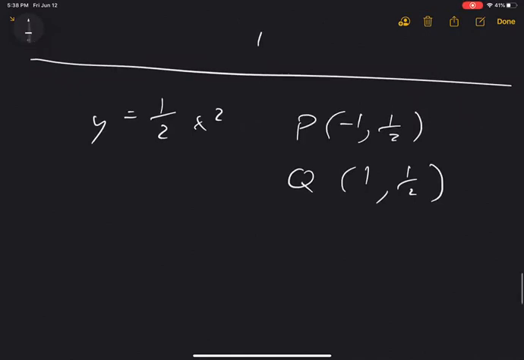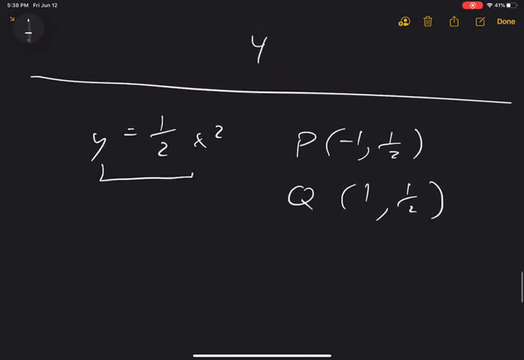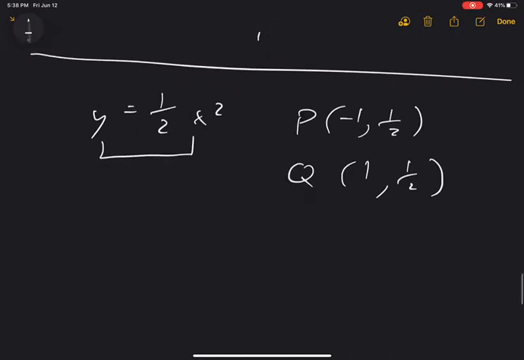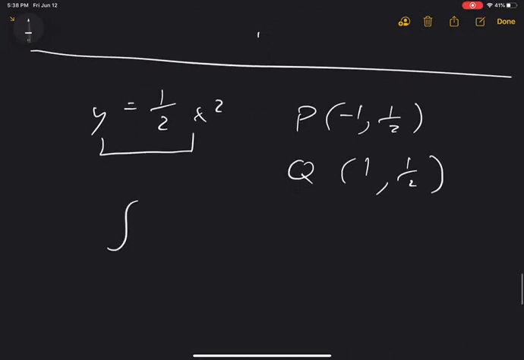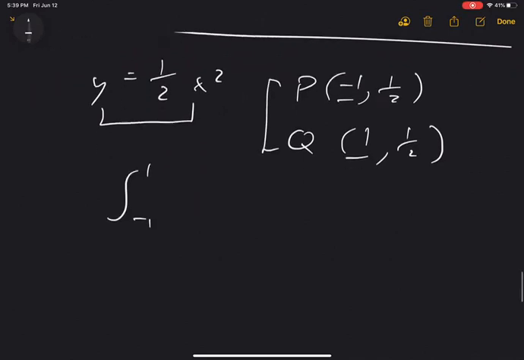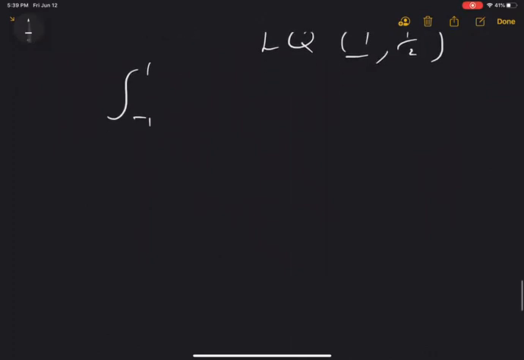Okay, so really you just use the arc length integral formula on that function, and you just integrate from -1 to 1. Okay, the x coordinates here. All right, they're just trying to confuse you guys with these P's and Q's, so don't worry about that too much. Find the arc length function, number 11.